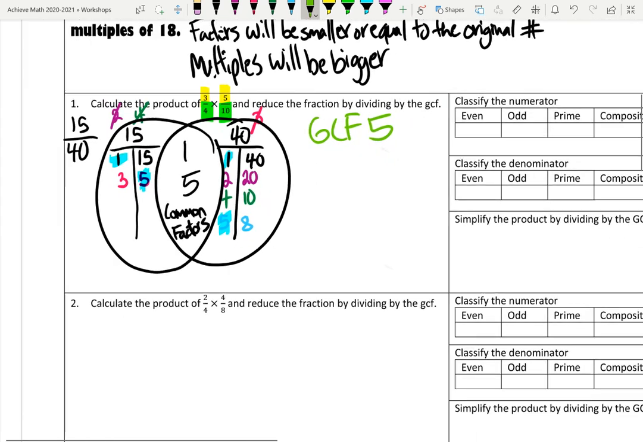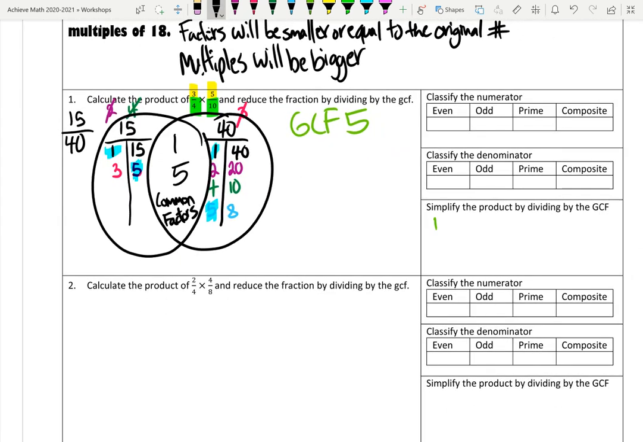So watch what happens. 15 over 40. I need to divide it by the GCF. So what is the GCF? Well, 5. I divide the numerator and the denominator. Watch what happens. 15 divided by 5 is going to be 3. 40 divided by 5 is going to be 8. So, without using a calculator or anything, I'm just looking at my t-chart. I get the fraction 3/8.